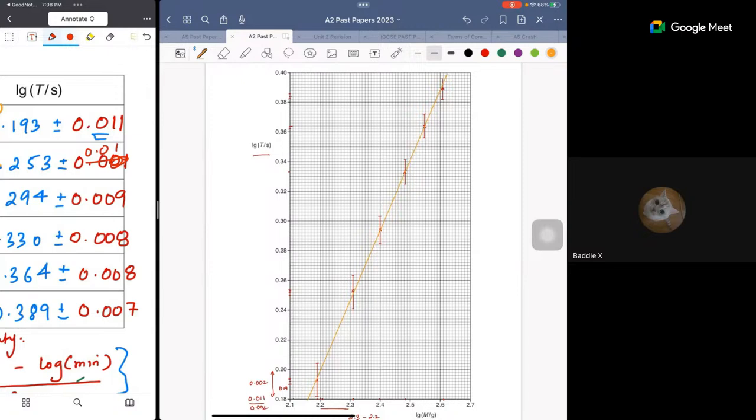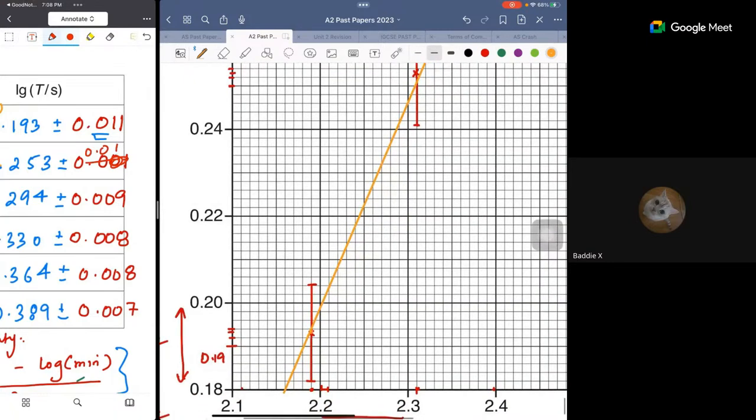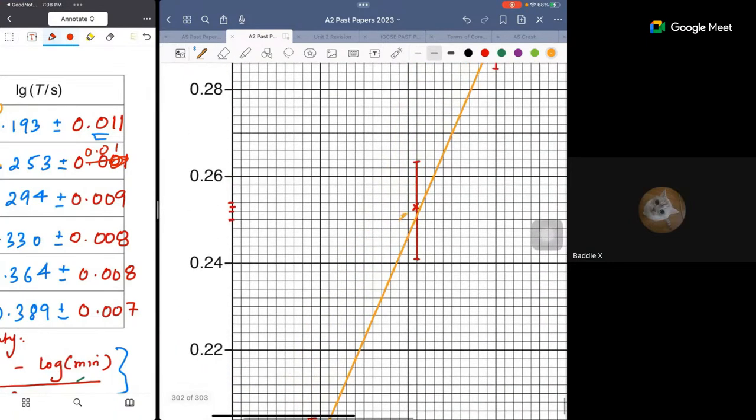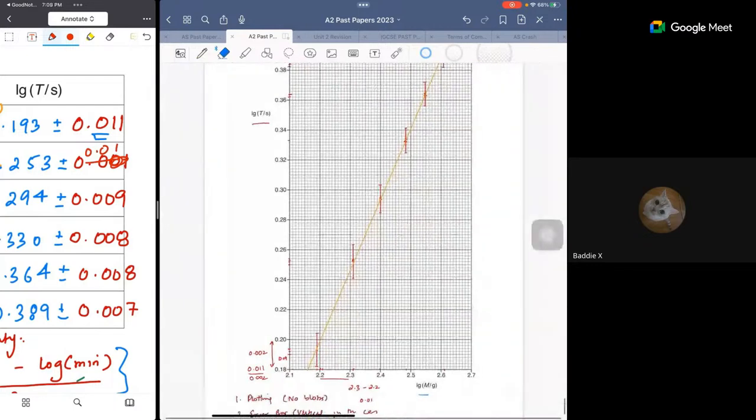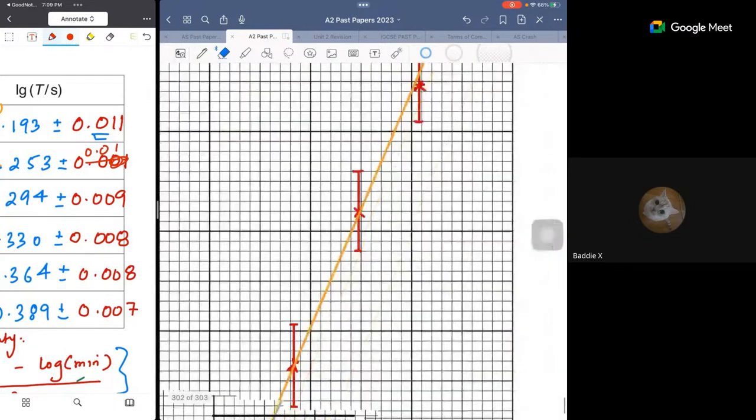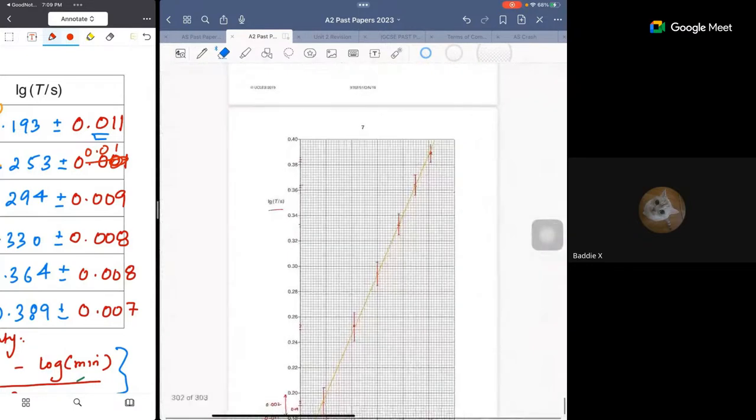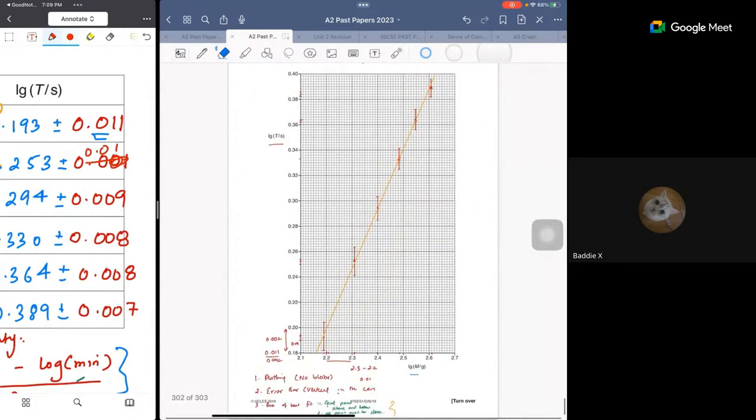Okay, this way. All right, so now I have tried to make it the best way possible. If you see, this point is on the line, this point is above the line, and all these points are on the line, and this point is below the line. So I have all the points close to the line, and one is above and one is below.